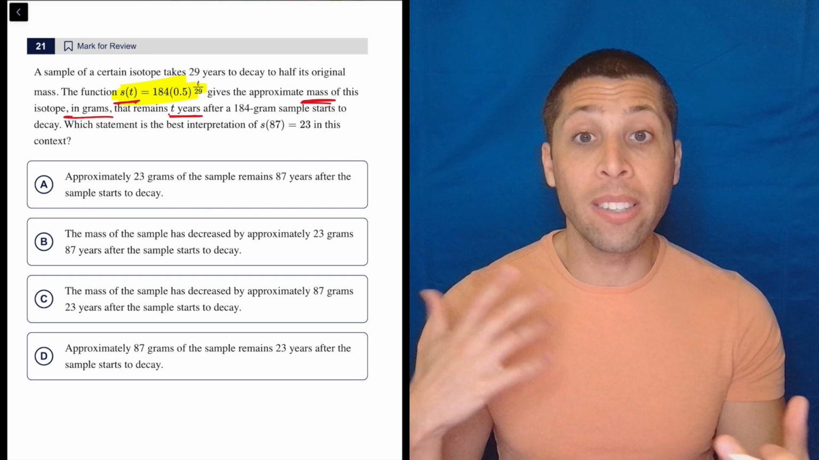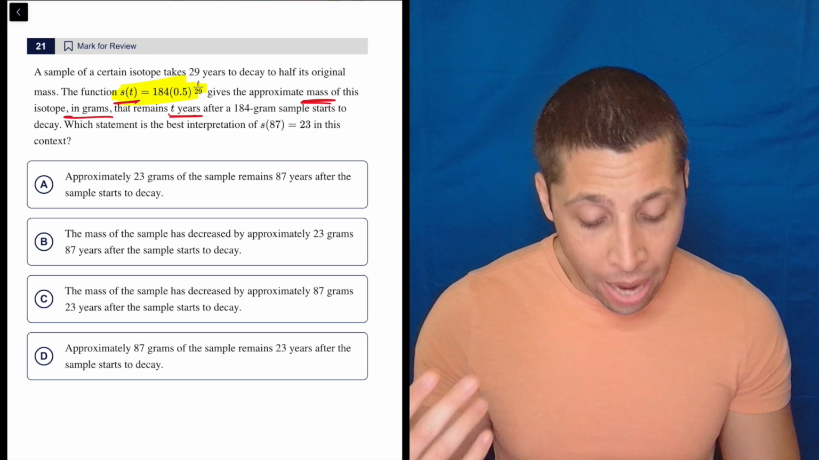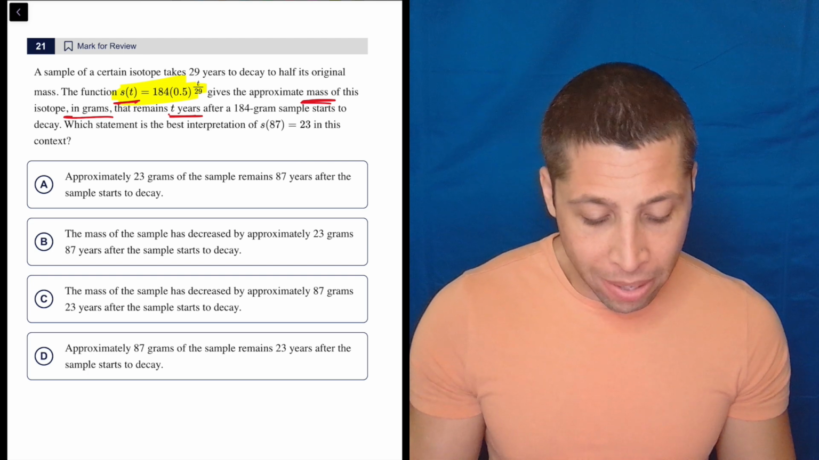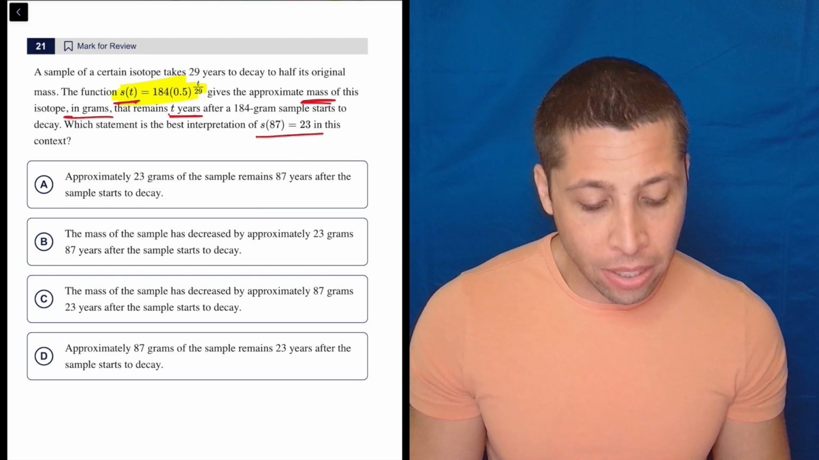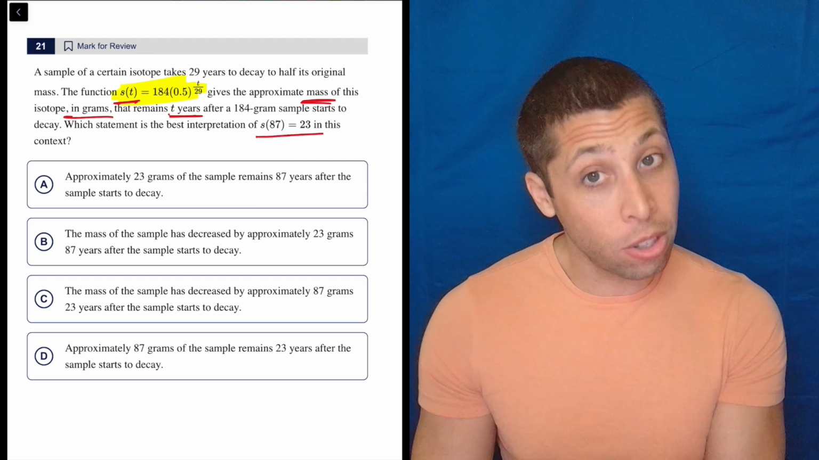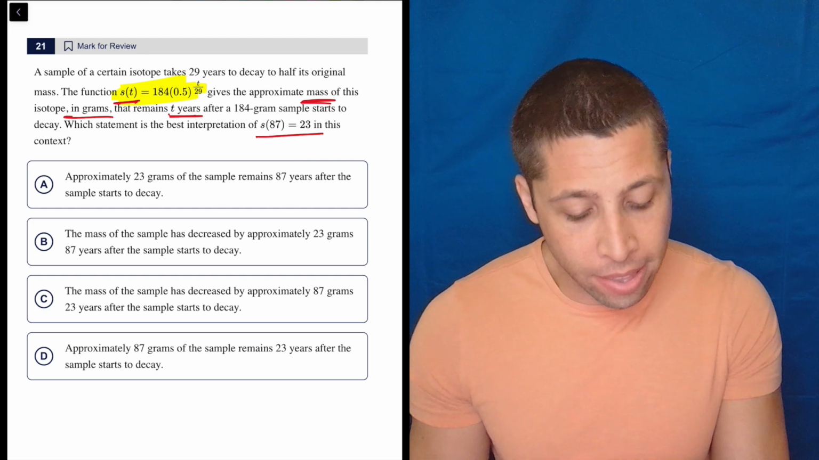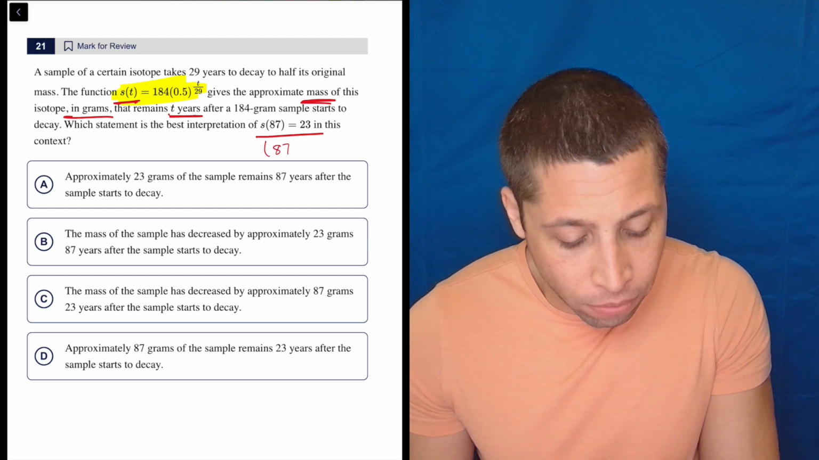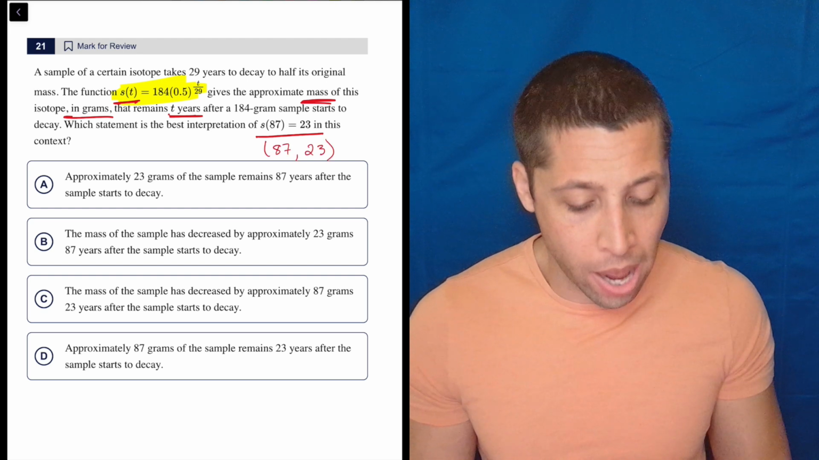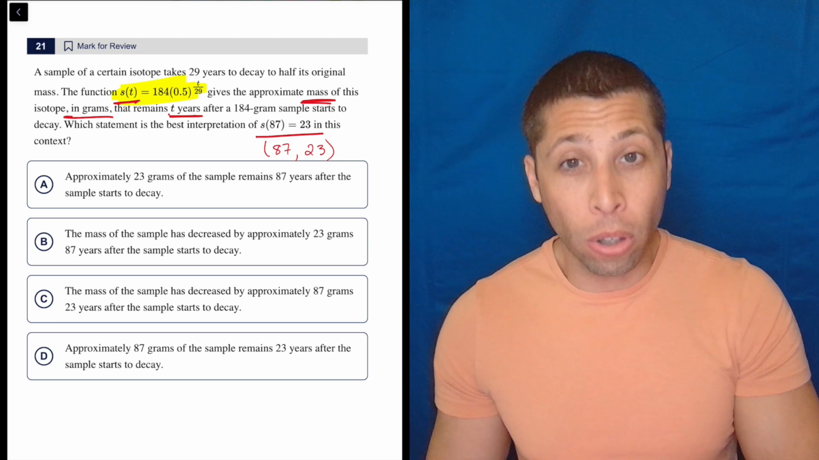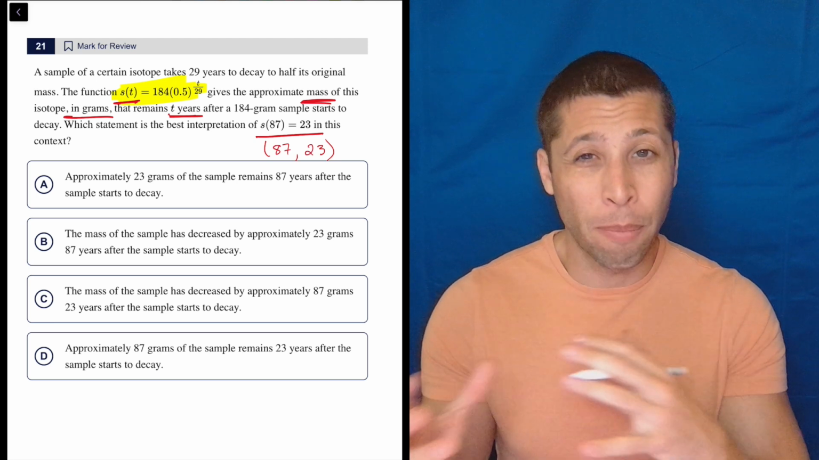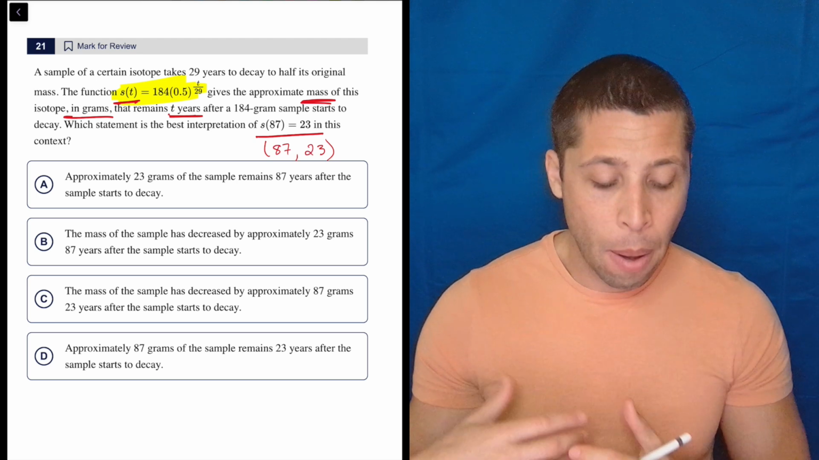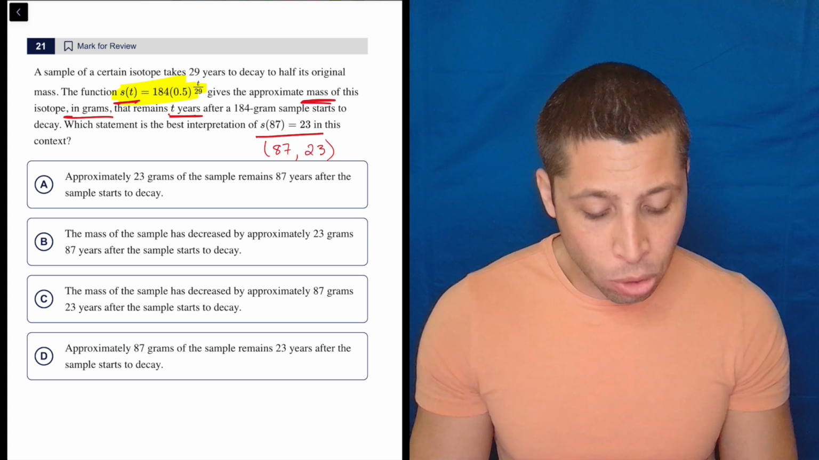What is the T? What is the S? S of T, okay? Now, what are they asking? Which statement is the best interpretation of S of 87 equals 23? We do need to know function notation and recognize that this is the point, 87 for X, 23 for Y. Remember, we talked about function notation earlier. It kind of builds and it's kind of like a Y and an X, but doesn't really look that way.